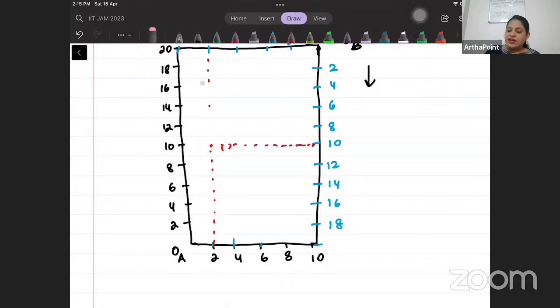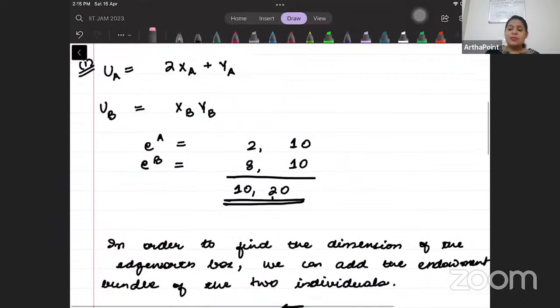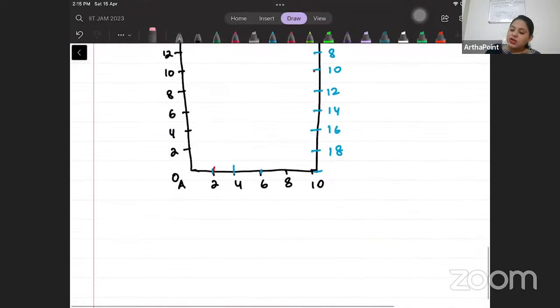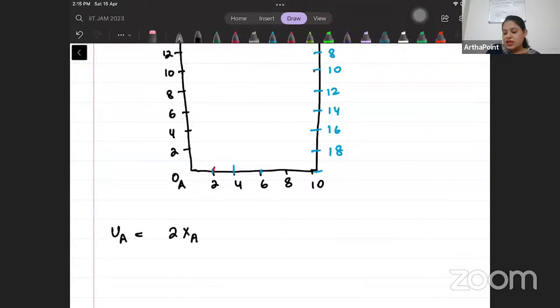It will be a good idea in exam if you can draw the ICs with different colors, one with a blue pen and one with a black pen, just to be sure that you are able to distinguish between the two. For individual A, he has substitute goods, right? So the utility function of individual A is given to me as 2xa plus ya. So his MRS, that will be MUx by MUy. You have to write all this down for good marks.